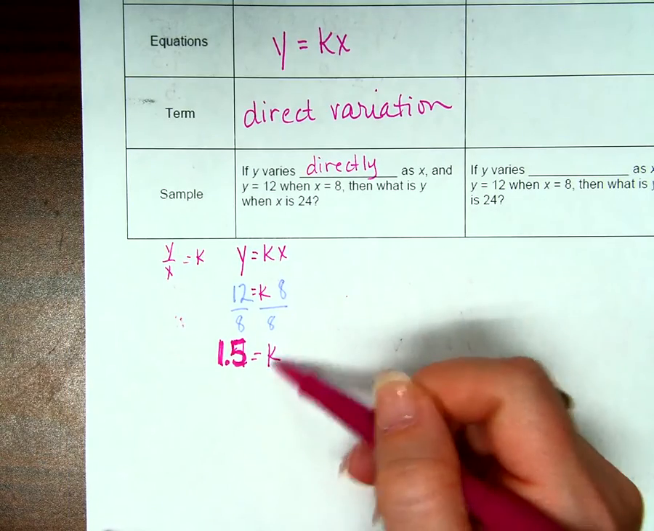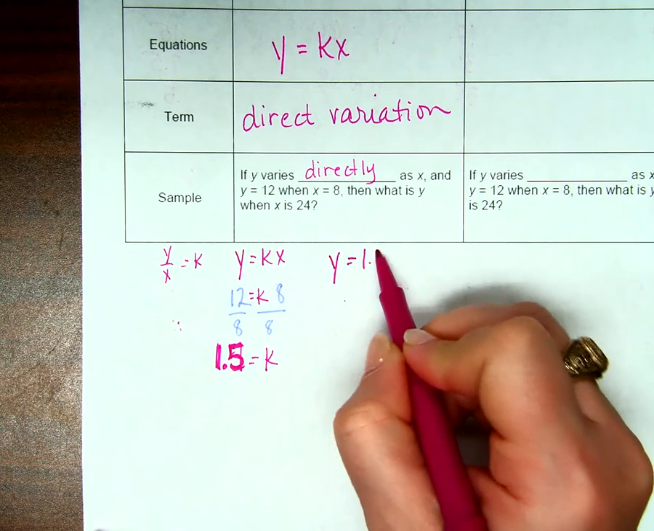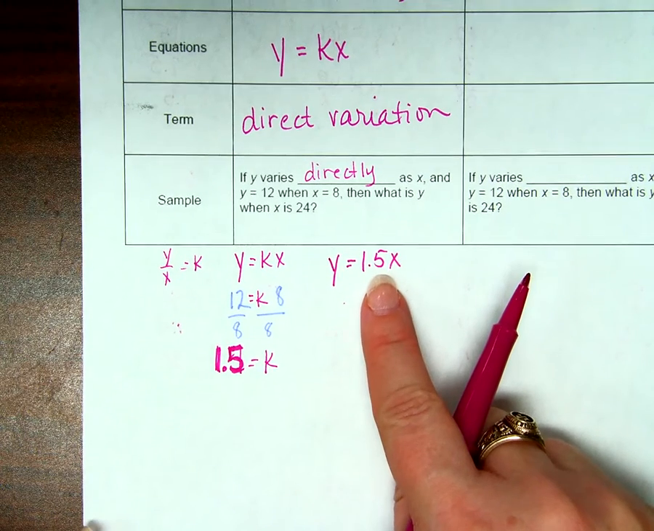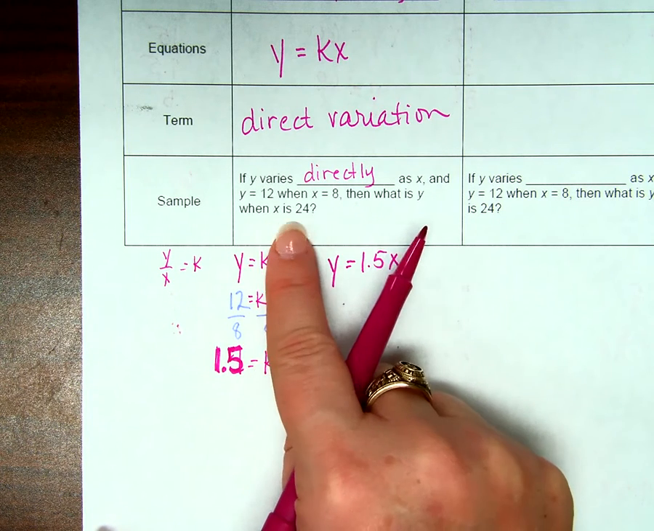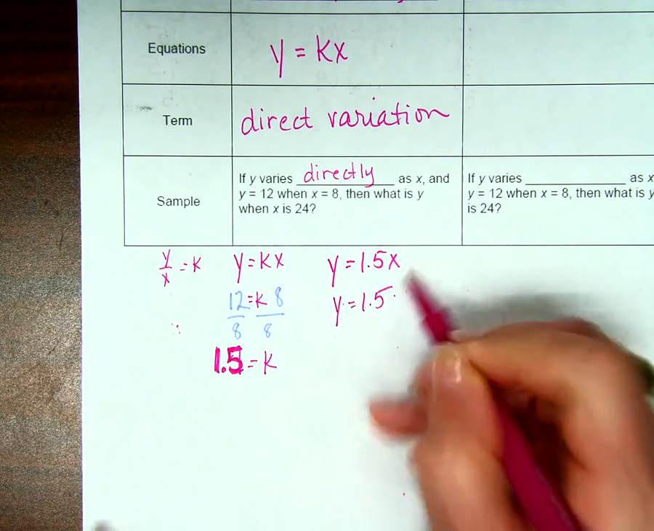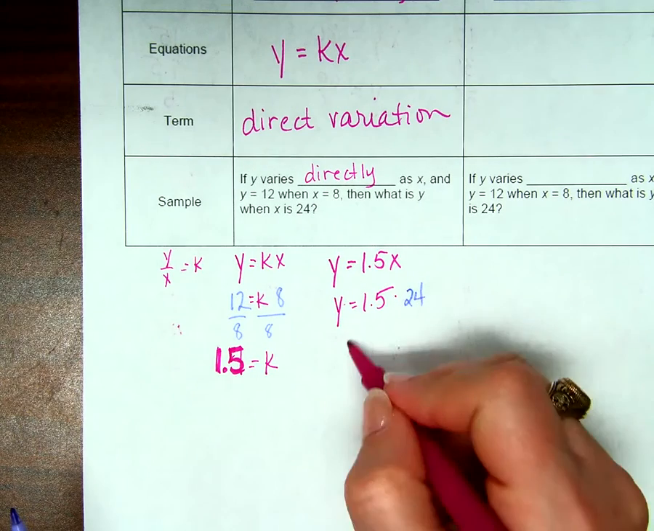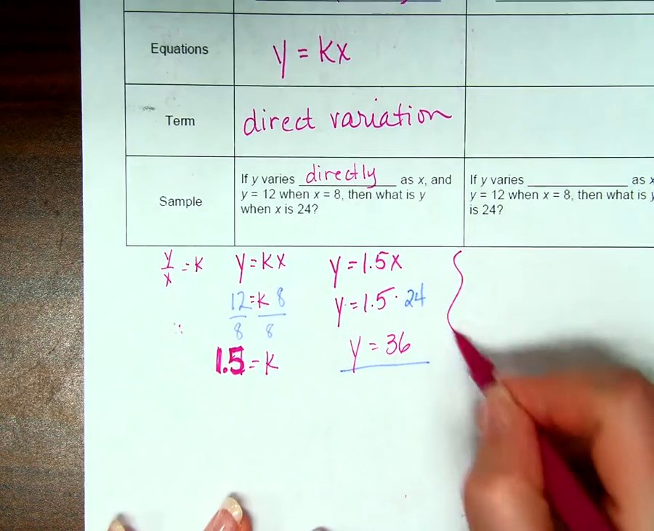Okay, so back to the problem. I found k. Now I have to go answer the question. So I have to start over, except now I start over with this. I know what k is. I don't have to find it anymore. Now I have to answer the question that they're asking me. What is y when x equals 24? What is 24 times 1.5? 36. That is my answer. Does that make sense?